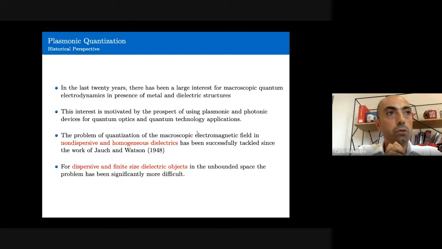There are different ways to actually approach the problem. First of all, the problem of quantization of the macroscopic electromagnetic field in a non-dispersive and homogeneous dielectric, so a dielectric that covers all the space, is not a big problem. In fact, this was solved in 1948 in this paper that you can see over here. The problem in quantization of the electromagnetic field arises when you have a dispersive object in a finite medium. So this is a way more difficult problem. I will try to show you the different approaches in the literature.